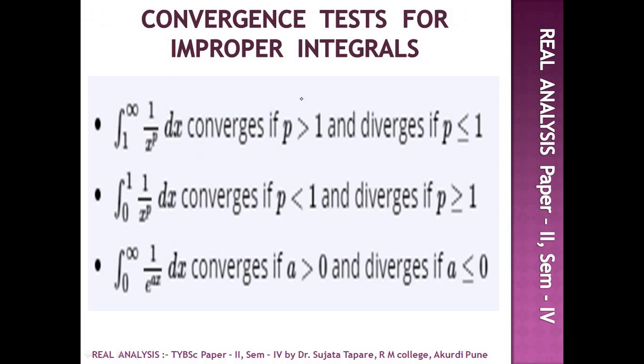Some convergent test for improper integral. So first test is for improper integral of first kind. Integration 1 to infinity dx upon x raised to p is convergent if p greater than 1, divergent if p less than and equal to 1. Now this is test for improper integral of second kind. Integration 0 to 1 dx upon x raised to p is convergent if p is less than 1 and divergent if p is greater than and equal to 1. So for p is equal to 1, both kind of improper integrals are divergent.